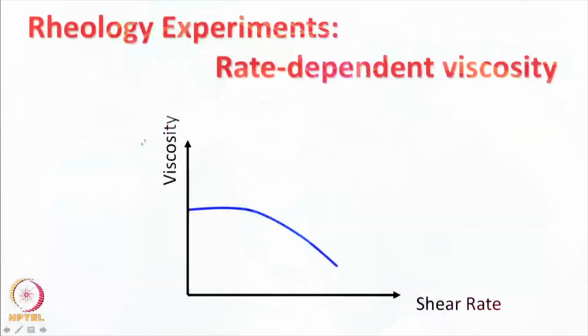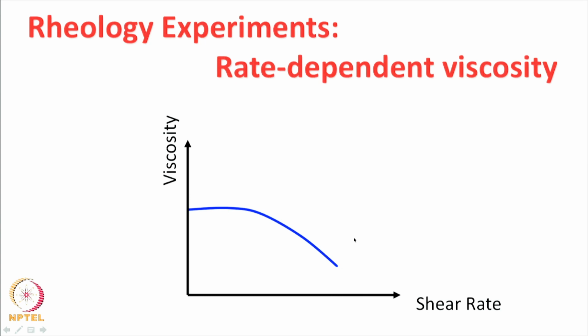For probing the behavior of non-Newtonian networks, what you can do, you can track the viscosity as a function of shear rate. So, this is an example where the viscosity is constant of a certain value of shear rate and then drops. Okay. So, this kind of fluid is called a shear thinning fluid.